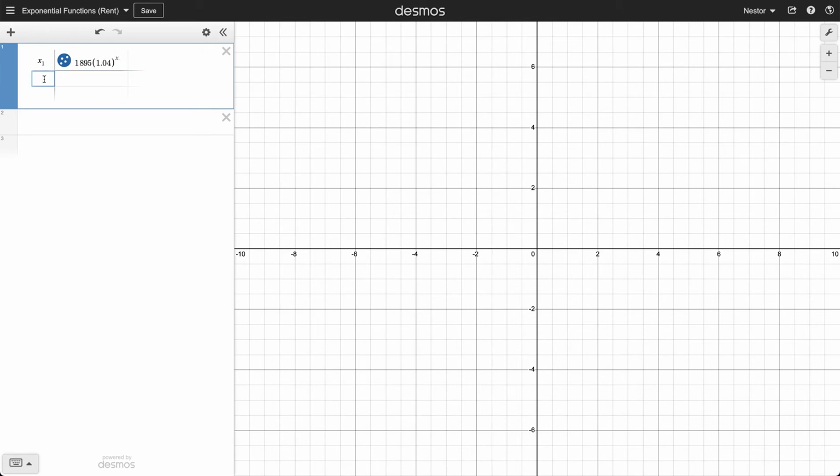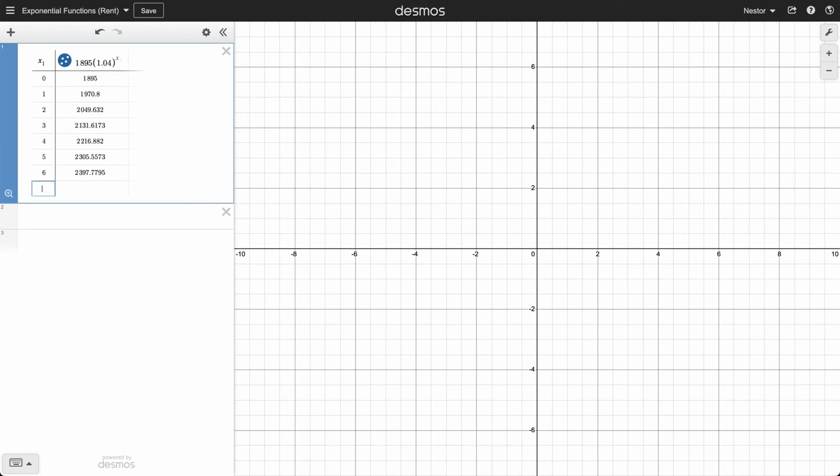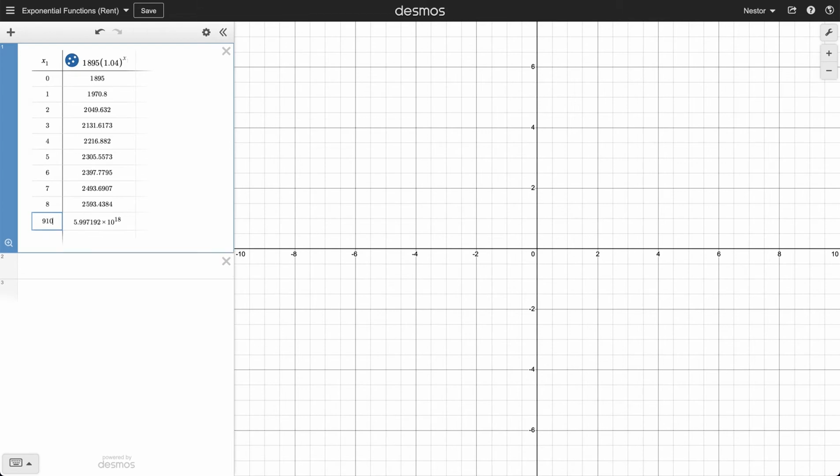So now, the moment I start typing numbers for the year, so I want to know what was my initial rent at 0 years, at 1 year, and so forth, the points are going to start popping up on my graph. Okay. Right now we cannot see them on the graph, but they are there. And I'm going to show you how to adjust these settings. So let's go with 2, 3, 4, 5, 6, 7, 8, 9, 10 years.